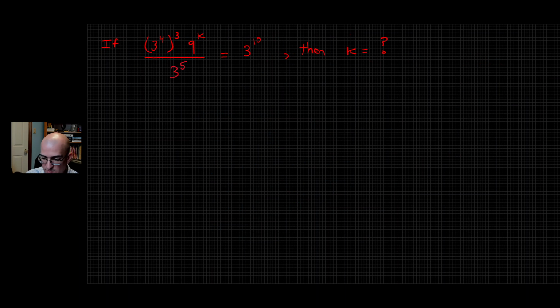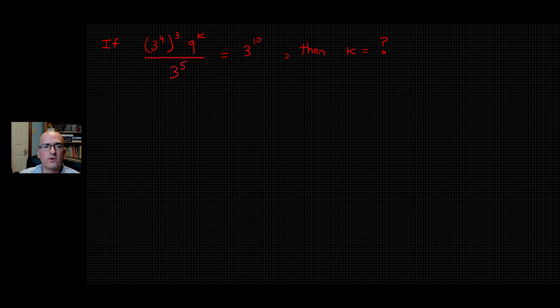Okay, next question, we're told that 3 to the power of 4 to the 3 times 9 to the power of k divided by 3 to the power of 5 is equal to 3 to the power of 10. You want to solve for k. There's many ways to do this. You could, if you're a glutton for punishment, raise 3 to the power of 5, and then raise 3 to the power of 4 to the 3, so 3 to the power of 12. Get gigantic numbers everywhere, 3 to the power of 10. Start dividing and multiplying, but that's not a very good way to go.